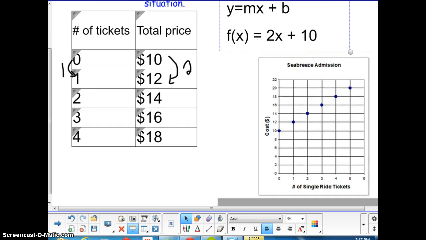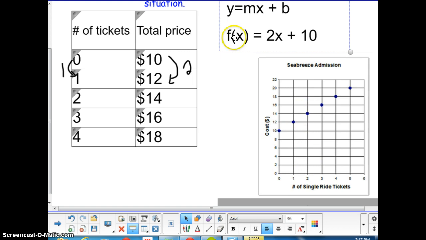Now, here's a look at the graph. We've got the number of single ride tickets on our x-axis, just like in our table. We've got the cost on the y-axis, just like in our table. Now we could graph this two different ways. We could plot our ordered pairs. 0, 10 is right here. 1, 12 is right here on our graph. 2, 14, and so on.